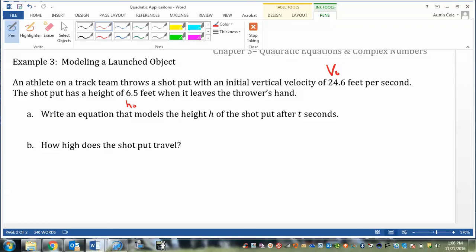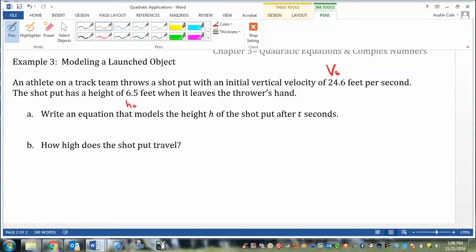Now, one thing we want to pay attention to: are we throwing this up or throwing this down? Because that would matter. If the person threw this down into the ground, it would have to be negative 24.6. We would probably assume we're throwing it up since we're throwing a shot put. Otherwise, that would be a really crappy throw, huh?